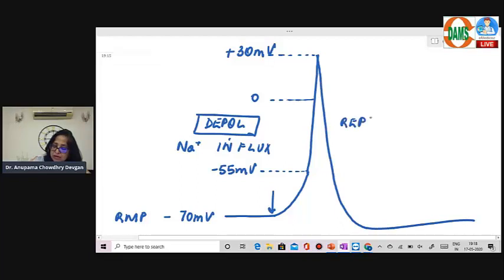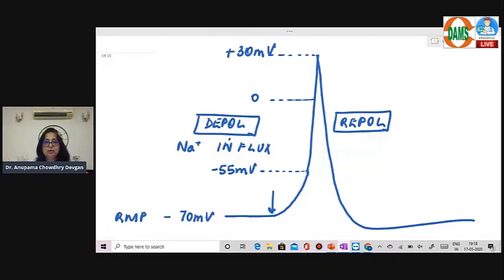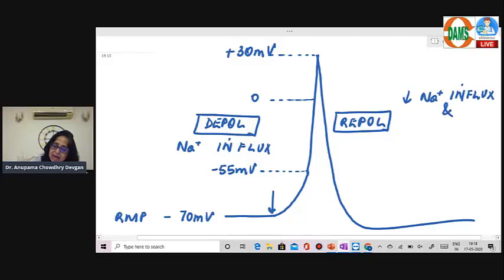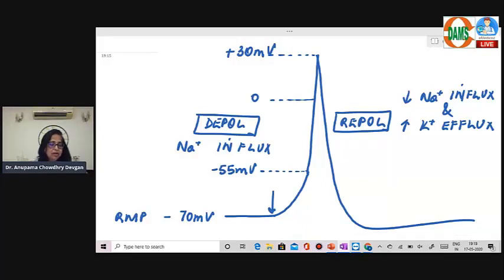Now, once it reaches plus 30 millivolts, the repolarization phase starts. What is the repolarization phase of the action potential due to? This is due to closure of sodium and opening of potassium channels. So the repolarization phase is due to a decrease in the sodium influx and an increase in the potassium efflux. Depolarization was because of opening of voltage-gated sodium channels, increased sodium influx. Repolarization is because of closure of sodium and opening of potassium channels.